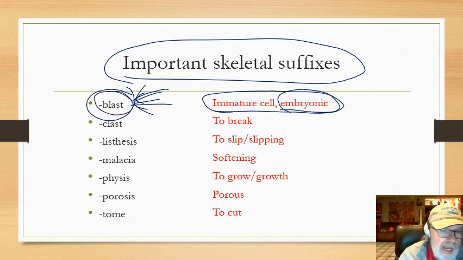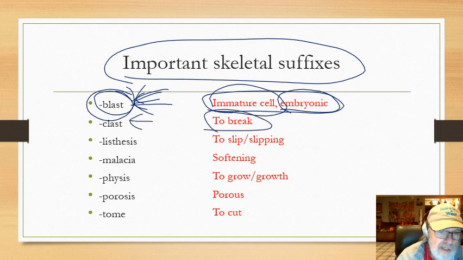So if you see the word blast after something, it means it's an immature cell. Clast means to break something up. We talked about the osteoclast. What does the osteoclast do? It breaks down bones.